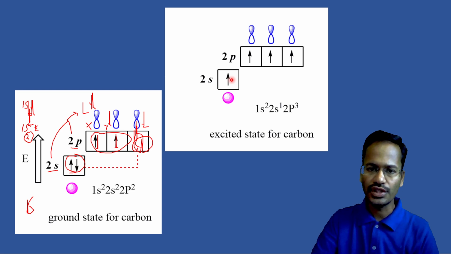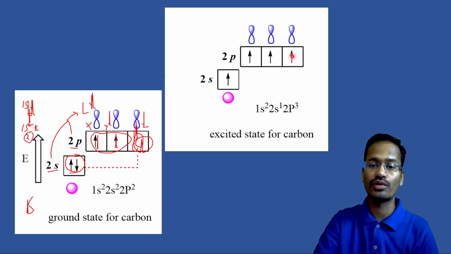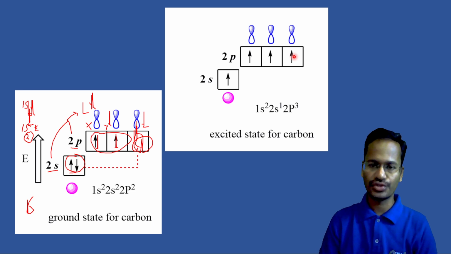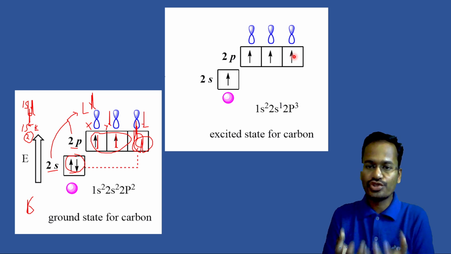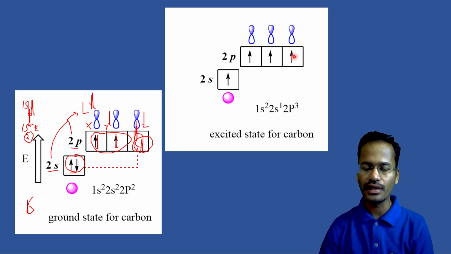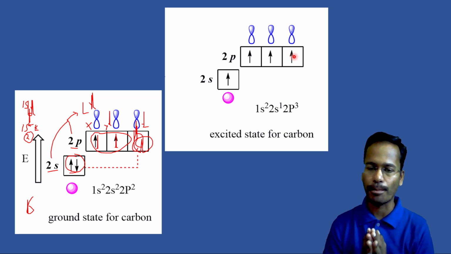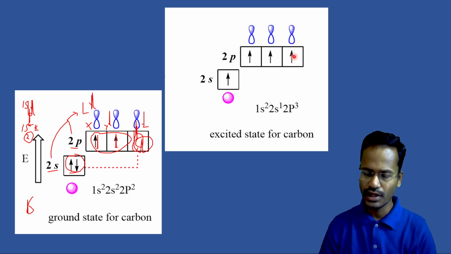So one electron from here has jumped to 2pz, and so now you can see one electron in all subshells. One electron in 2s, one electron in 2px, one electron in 2py, one electron in 2pz. So equal distribution of electrons has happened here, and so now it will clearly have more stability. And at this point of time, we can apply the hybridization concept. And let us see what's going to happen upon applying hybridization.